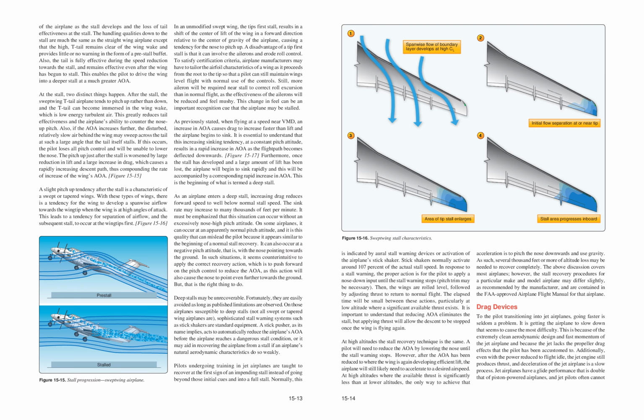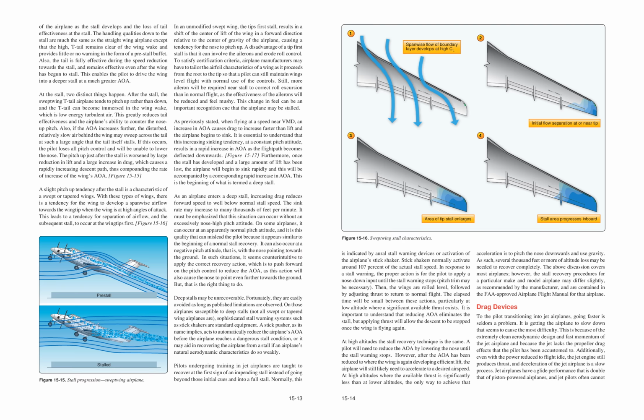1. Spanwise flow of boundary layer develops at high CL. 2. Initial flow separation at or near tip. 3. Area of tip stall enlarges. 4. Stall area progresses inboard. Figure 15-16. Swept wing stall characteristics.